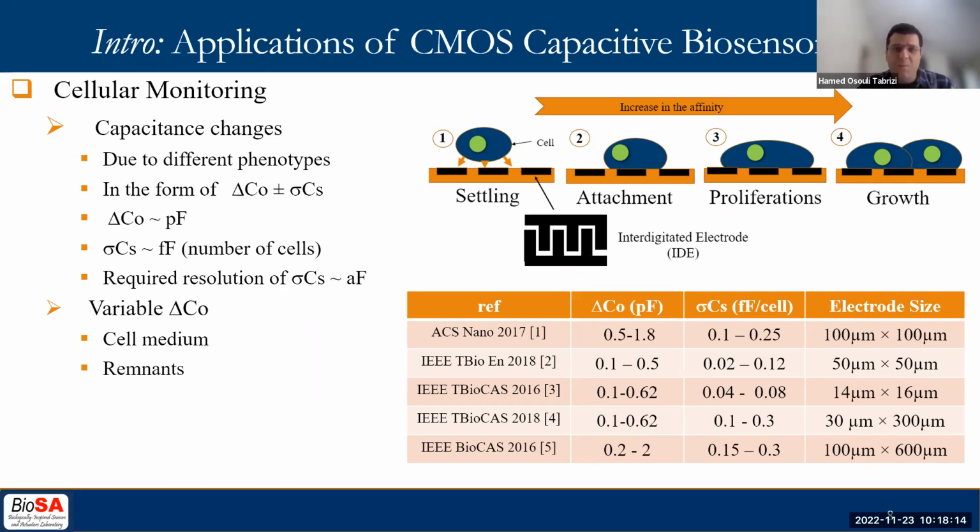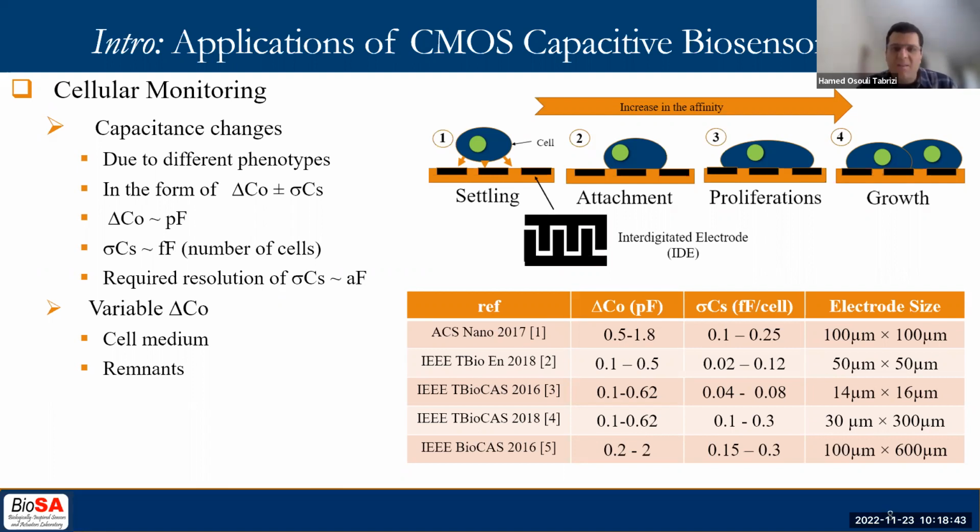Offset capacitance has been reported in many publications to be in the range of picofarad and is usually due to parasitic capacitances, addition of solution, and remnants. On the other hand, target capacitance variation is in the range of sub-femto to a few femtofarad, according to the literature. The main cause of this capacitance change is the attachment of cells that are under investigation.